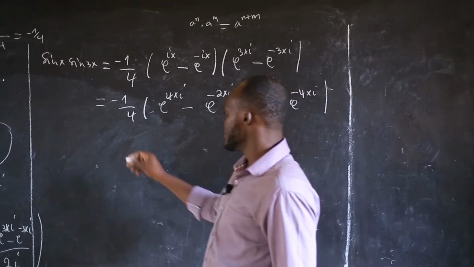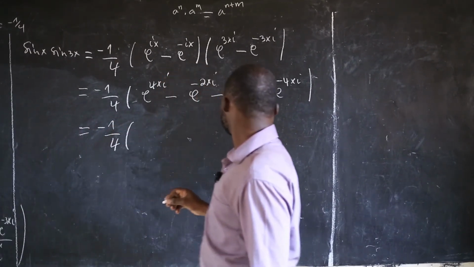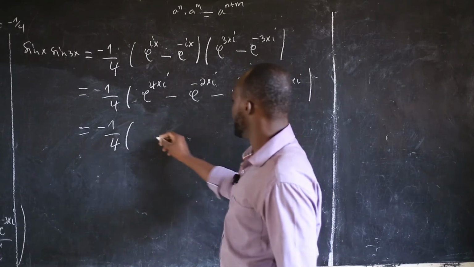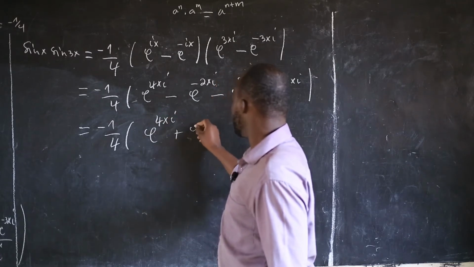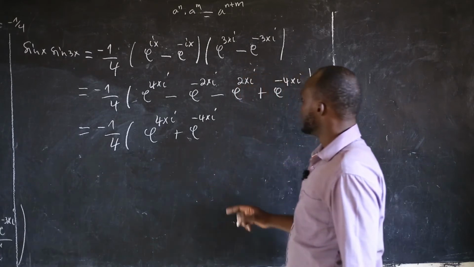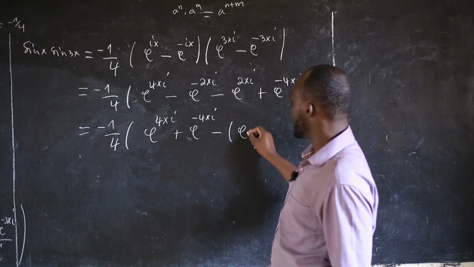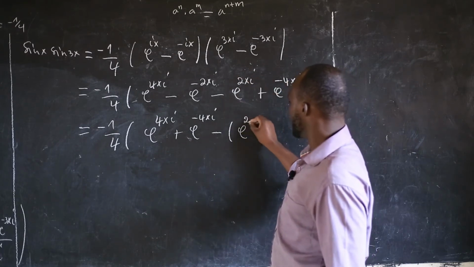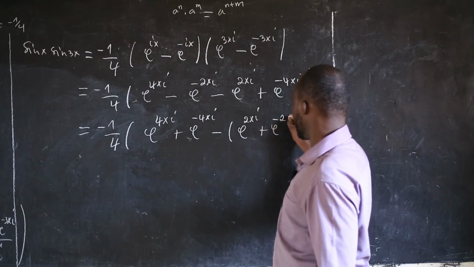So now the answer is 1 over 4 into bracket. I just connect like terms together. This one is this. e power 4xi plus e power negative 4xi. So I take a negative outside, minus into bracket e power 2xi plus e power negative 2xi. It's better to start with the one which has a positive on power.